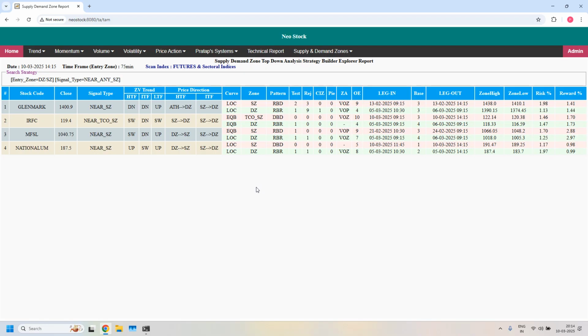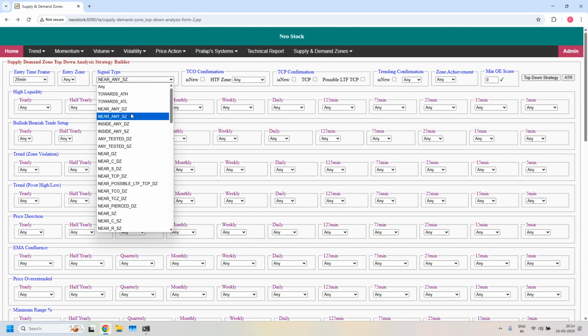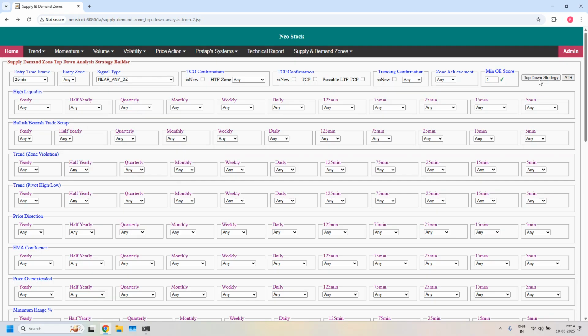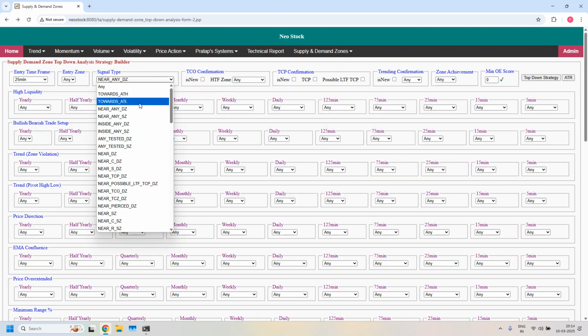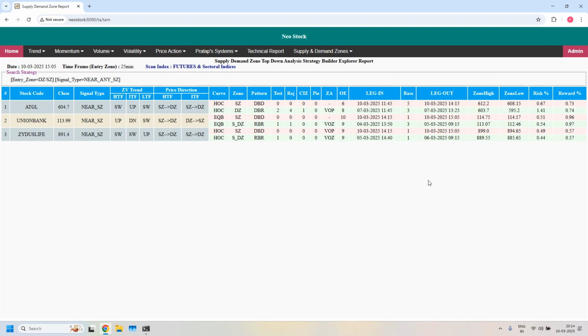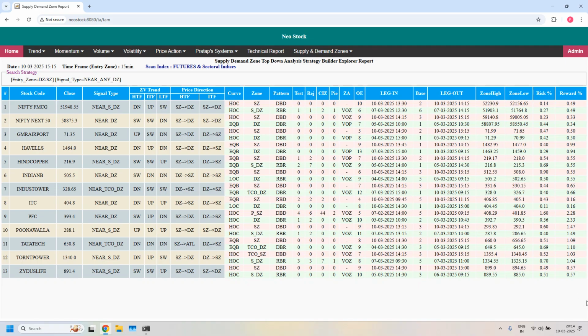Okay, we have completed high liquidity zones from daily and 75 minutes. So next time frame is 25 minutes, stocks near 25 minutes demand zone. We got 7 stocks. Next, near 25 minutes supply zone, we got 3 stocks. Next time frame is 15 minutes. Stocks near 15 minutes demand zone, we got 13 stocks.